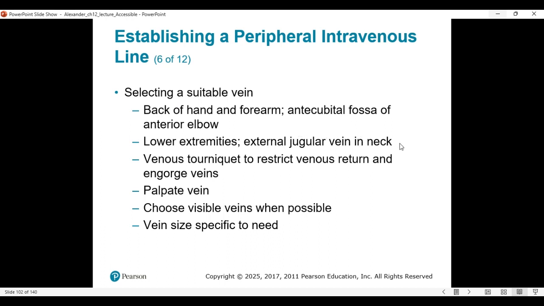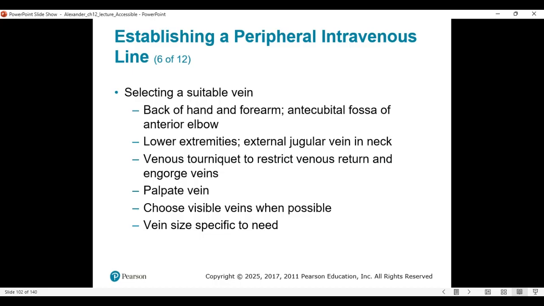We call that the AC. You have lower extremities you can look at, and at the very, very last resort, we get the external jugular vein. We'll put on the tourniquet to restrict the venous return and engorge the vein. We'll palpate the vein. We'll choose a visible vein when possible. If we can see it, that's better.